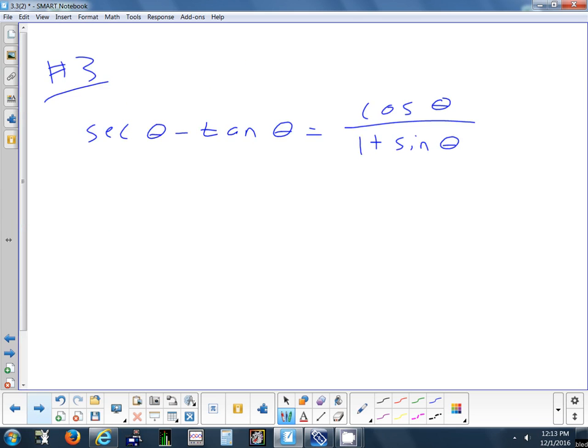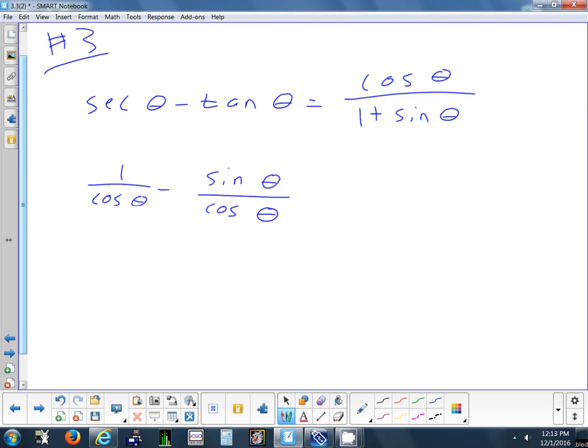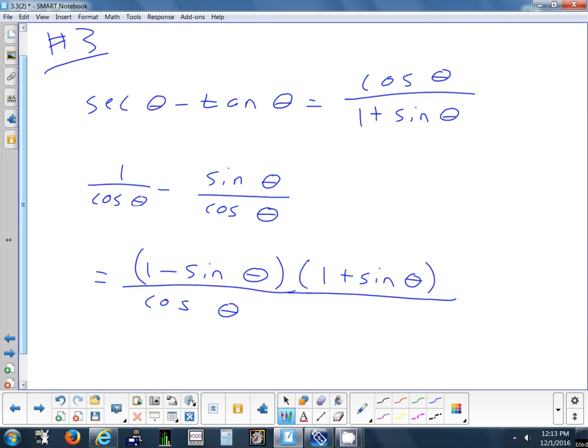Okay, number 3, I have secant minus tangent. First, I would change everything to sines and cosines. So 1 over cosine minus sine over cosine. And by doing that, you automatically ended up with a common denominator of cosine. So we can write it all together like this. And now from here, this is example 5 in the notes from yesterday. I have 1 minus sine over cosine. My goal is to get cosine over 1 plus sine. So what I'm going to do in the next step is multiply top and bottom by the conjugate.